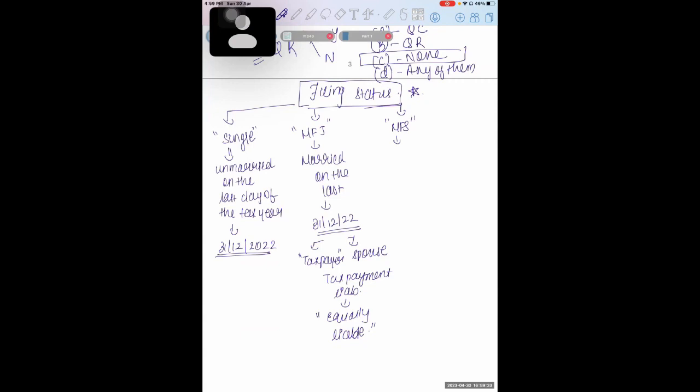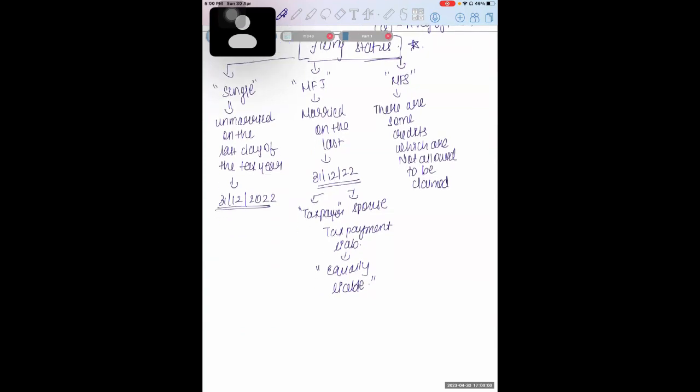But if you remember, yesterday I told you that if you go with this status, there are some disadvantages. Meaning there are some credits which are not allowed to be claimed. What are those credits? Can anyone who was there in the previous session tell me? Anyone? You can just name one or two credits which were not allowed if you file MFS. Yesterday we did that.